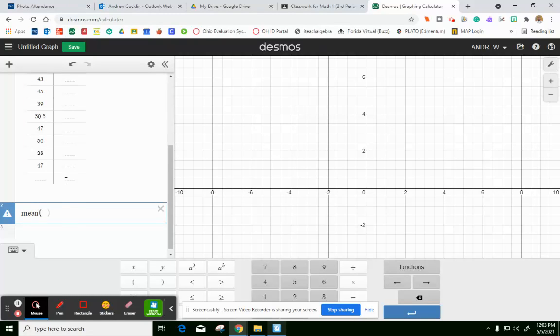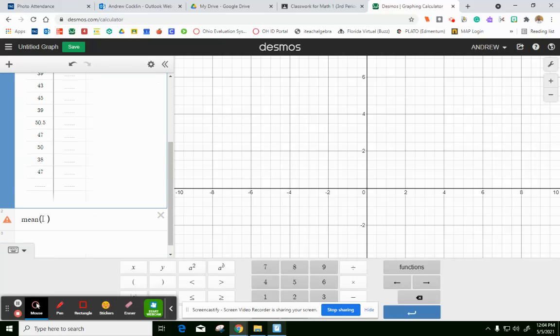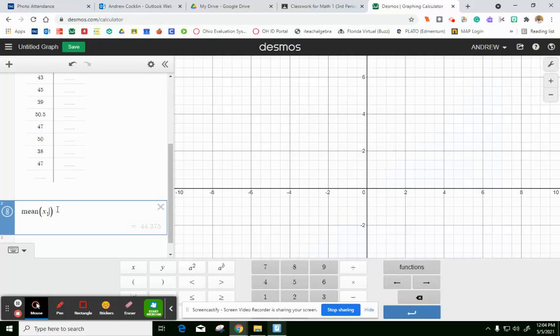And you just need to simply put in there X1, because that is the title of the column that has all of our information in it. So inside of that mean, if I put in X1, I will get an answer of about 44.4. Are you with me there?